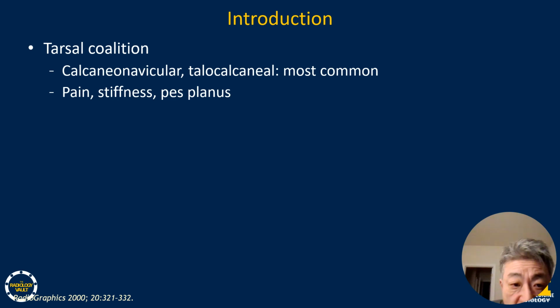Common locations for tarsal coalition are calcaneonavicular and talocalcaneal. In contrast to carpal coalitions, tarsal coalitions can cause pain, stiffness, and pes planus.